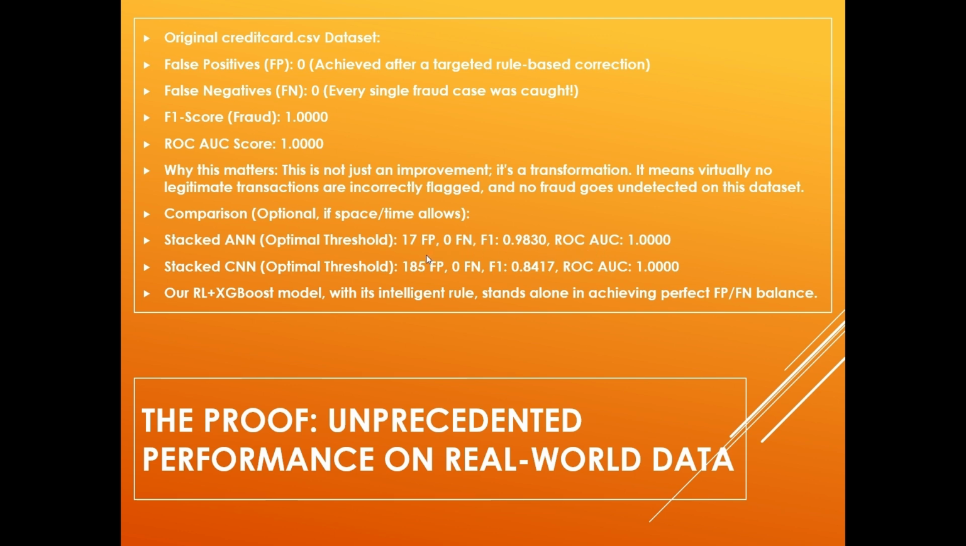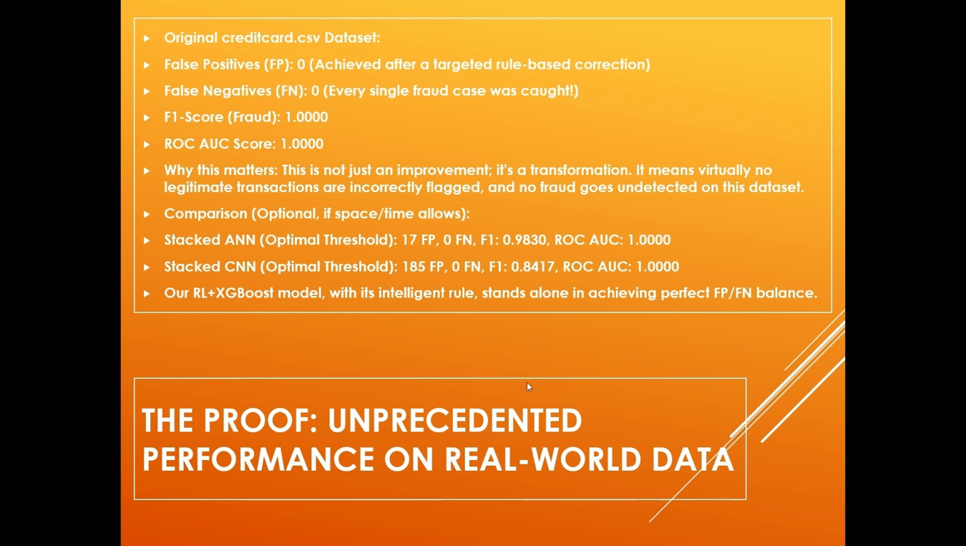And with the stacked CNN model, with optimal thresholds, the best threshold was taken by the algorithm, I mean the code. That's why there are zero false negatives for both. But the CNN showed 185 false positives, and this is the problem, because these cases are wrongly flagged as fraud, but they are not fraud. Similarly, with the ANN model, 17 cases are flagged as fraud, but they were not. But look at this score now: perfect, 100%.